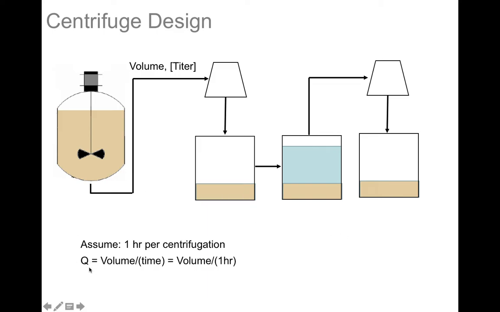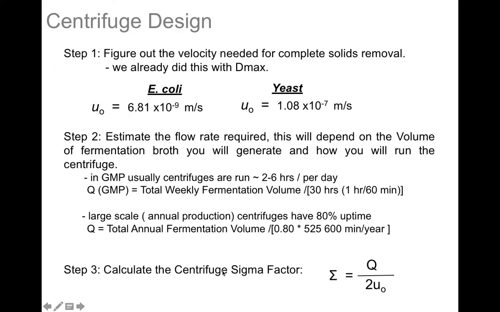Then the flow rate for this centrifuge would be the volume that comes out of the bioreactor divided by an hour in this case. So the first step in figuring out what our centrifuge needs to do is to figure out the maximal velocity, or terminal sedimentation velocity, we need for this centrifuge. If we're doing E. coli, we calculated that previously, it would be 6.8 times 10 to the negative 9th meters per second.